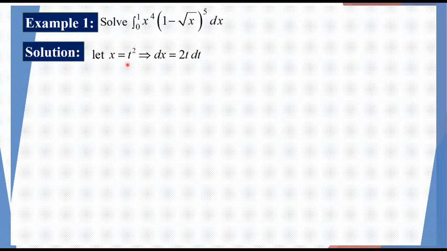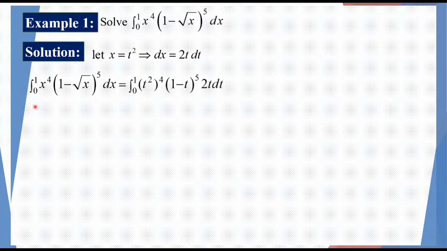and when x equals 0, t is 0, and x equals 1, t is also 1. So integral 0 to 1 x raised to power 4 (1 minus root x) power 5 dx can be converted into integral 0 to 1, where x is replaced by t square power 4, and root x will be t, because when we put x equals t square, root of t square is t, raised to power 5, into 2t dt. So take this 2 outside the integration. So it is t raised to power 4 into 2 is 8, and 1 is from there, so t raised to power 9, and (1 minus t) raised to power 5 dt.